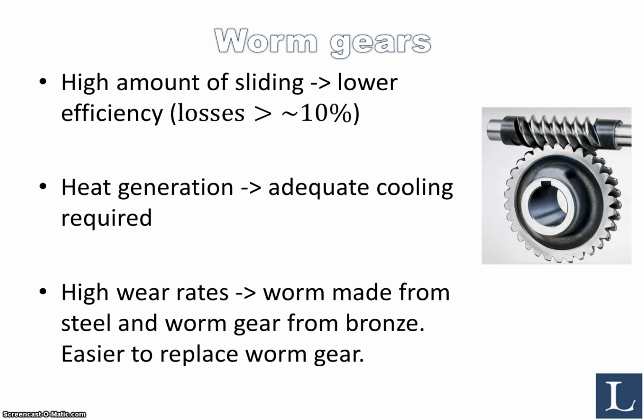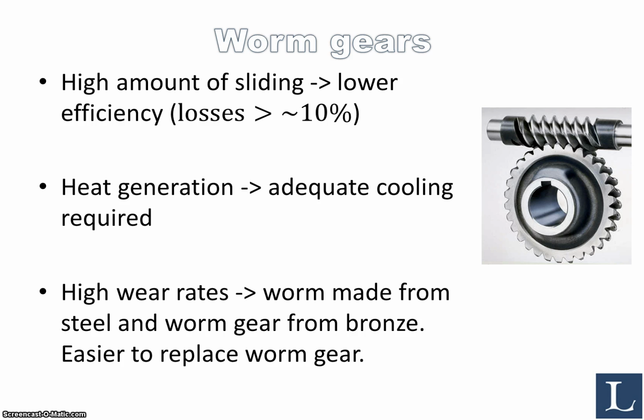In worm gears, you also have a high amount of sliding due to the configuration of the gear, basically. This obviously gives you lower efficiency. The losses in a worm gear are in the range of 10%, maybe even more. Now, the high amount of sliding results in heat generation due to the friction generated between the two gear teeth that are sliding against each other. This requires adequate cooling when you design, for instance, your housing for the worm gear.